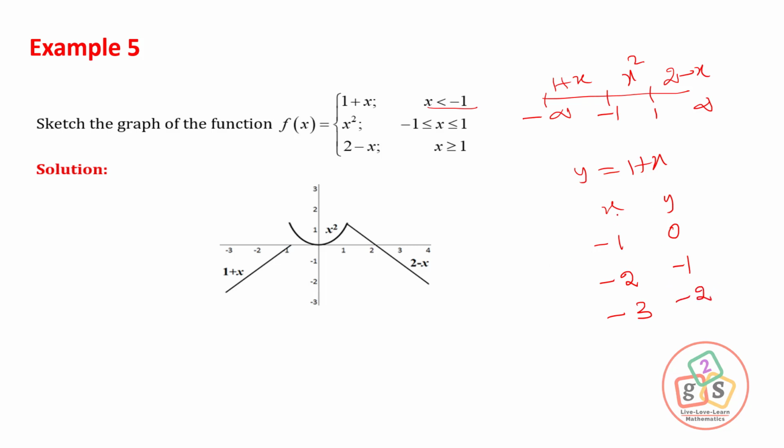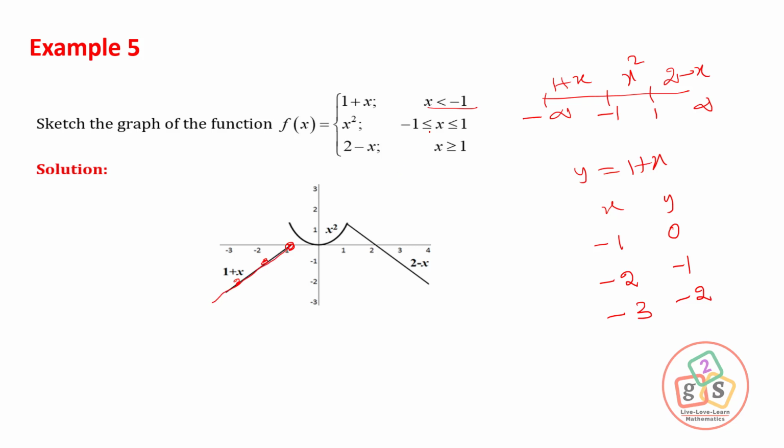So just we plot here. So x is minus 1, the y value is 0. So here this one. And x is minus 2, the y value is minus 1. So here, and likewise we can draw this, so we can get a line.